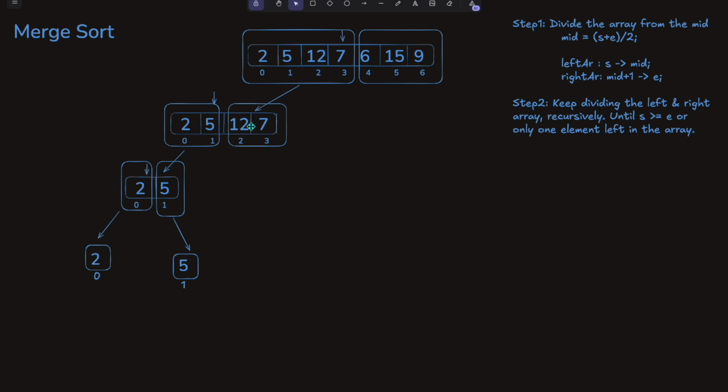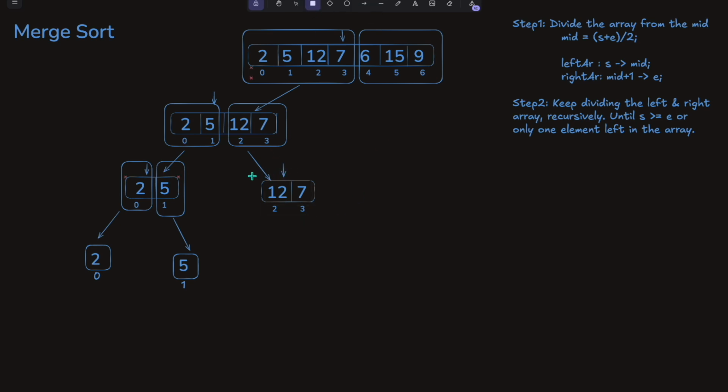So let's separate it from here. So guys, as you can see, this is the right portion of this array. Now again we need to divide this, right? So we need mid value. So mid is nothing but 2 plus 3 divided by 2, which is nothing but 2 only. 2 plus 3 is equal to 5, and 5 divided by 2 is 2. So here in this case, the mid value will be 2.